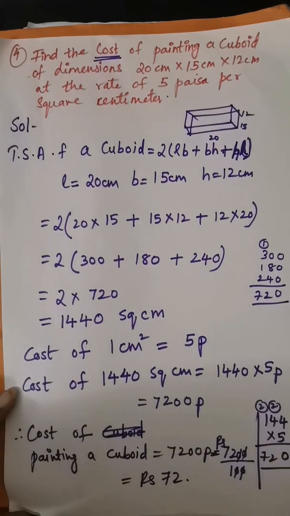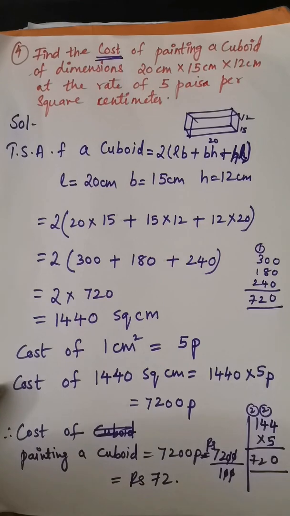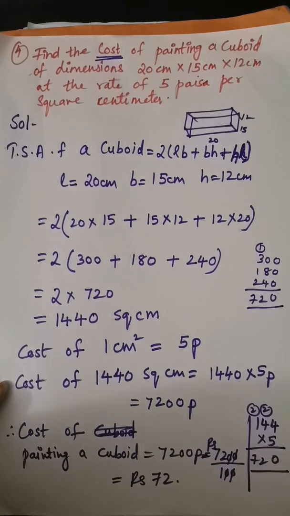So how much amount is required? 72 rupees is required. Okay children, watch the video carefully and do it once in your CW.